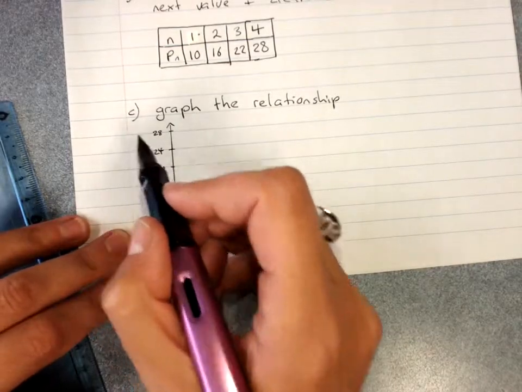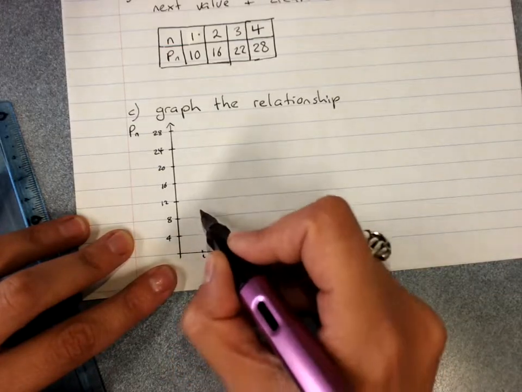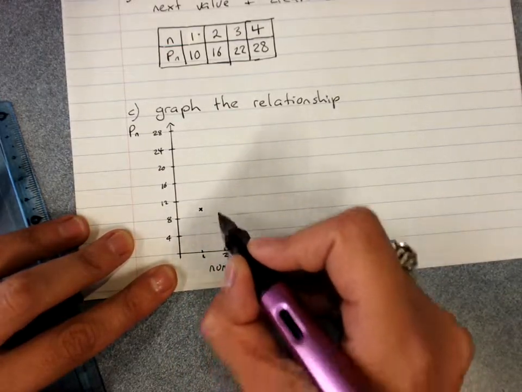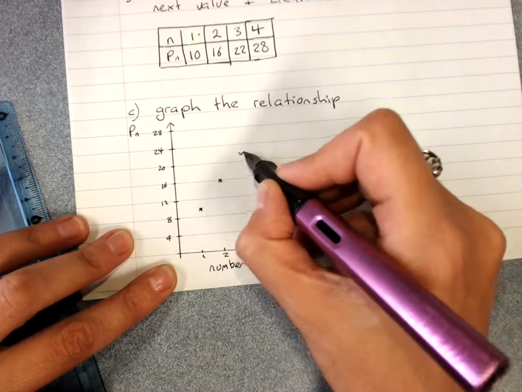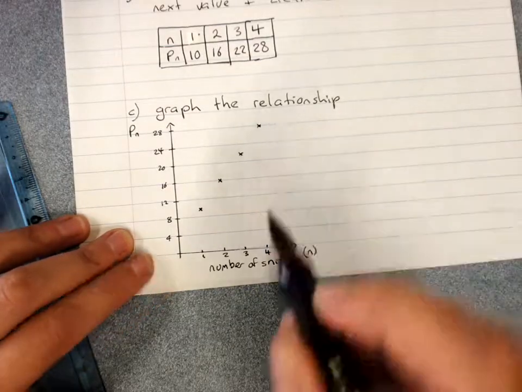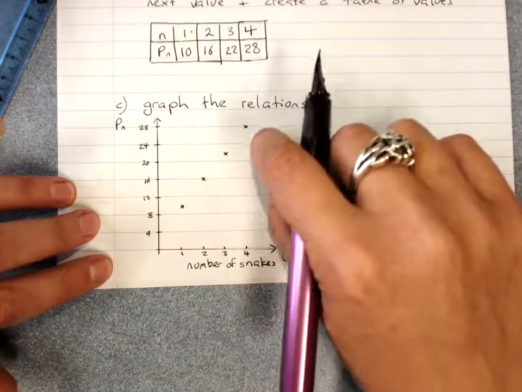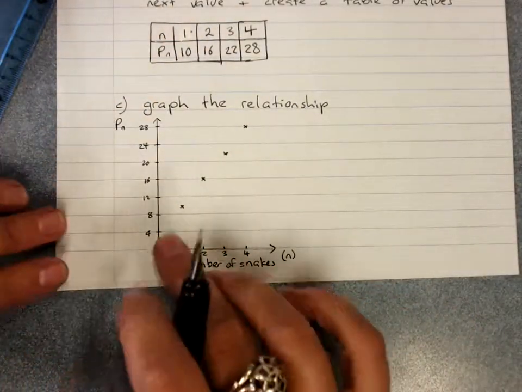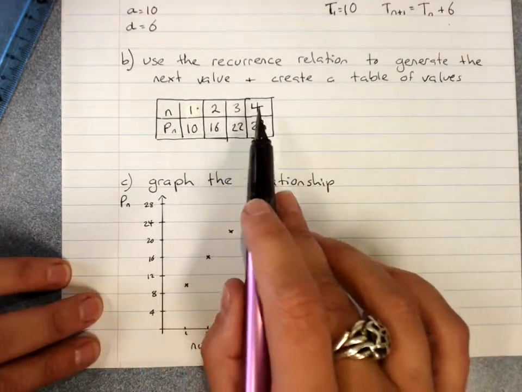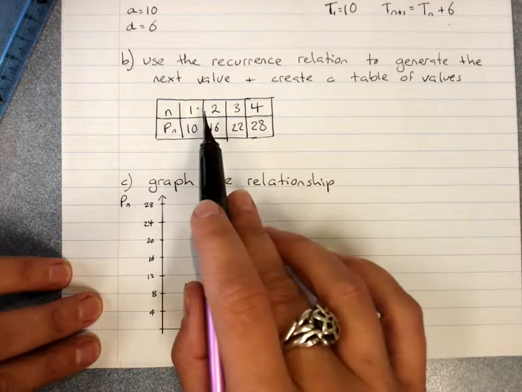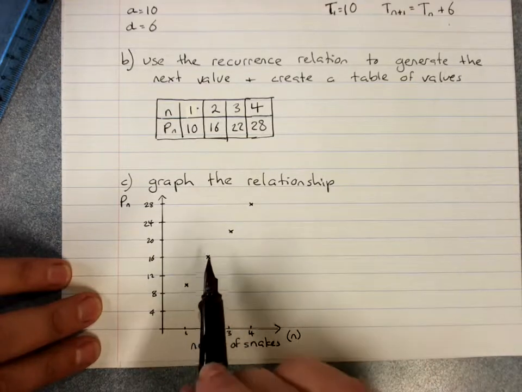And so this is Pn. And graph your points. 1 to 10, 2 to 16, 3 to 22, 4 to 28, and note that an arithmetic relationship is always going to be in a straight line. Don't draw them, so don't draw a line, because there's no intermediate values. You wouldn't get position 1.5 or position 2.5. So don't join this with a line, you are just graphing the points.